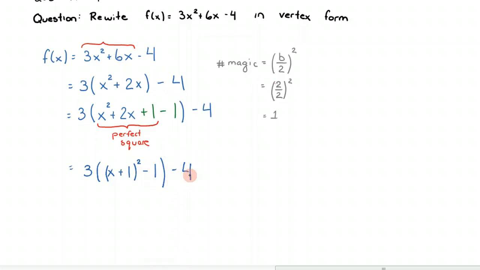So now the last step is, at the start we factored out the a term, and to round things out we need to multiply the a term back in. So I end up with 3 bracket x plus 1 squared. And remember, the 3 is going to multiply the brackets as well as this minus 1, minus 3, minus 4. And therefore, f of x equals 3x squared plus 6x minus 4, written in vertex form, is 3 times x plus 1 squared minus 7. And we're done.